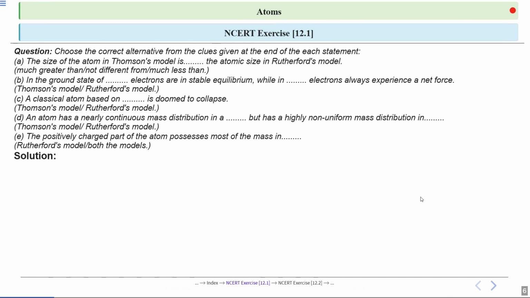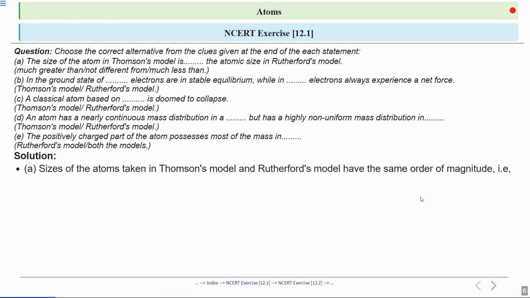So let's look at some key differences between Thomson's and Rutherford's model of the atom. You have to choose the correct alternative for each statement and then we will discuss the answers. Pay attention to the clues at the end of each statement. They will help you think about the properties of each model. Let's start with part A.